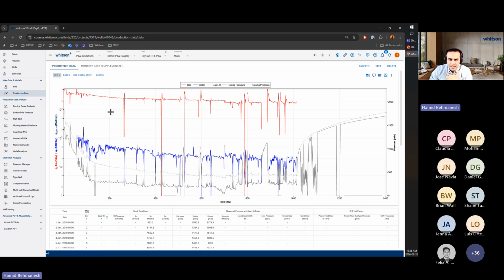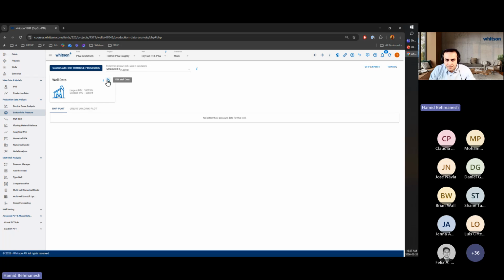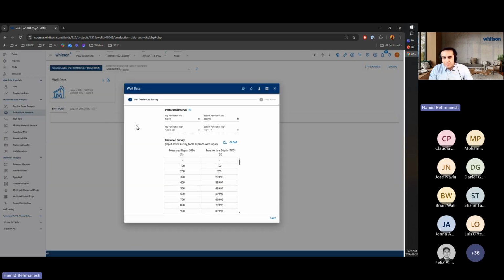A very interesting part of this is the casing and tubing pressure. With the casing and tubing pressure, we can gain a lot of information about what is really happening in terms of the mechanism in the wellbore, if the wellbore is liquid loaded or not. But the first place I'm gonna take a look is bottom hole pressure, and in the bottom hole pressure, I'm gonna see the wellbore configuration.